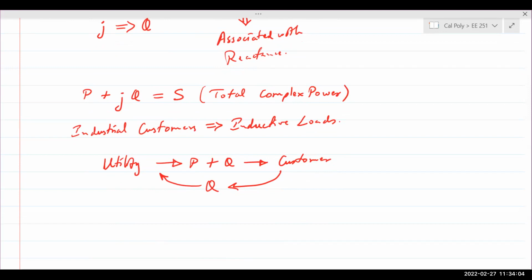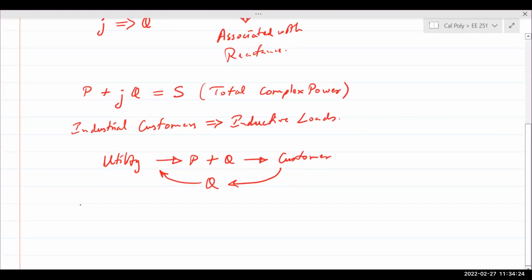Also, in order to send this huge amount of reactive power, the wires and the associated equipment have to be able to withstand all those high currents and voltages, again, which is not highly desirable or cost effective. So in order to prevent that, we use what is known as power factor correction. So let's talk about what power factor is and what the correction means.